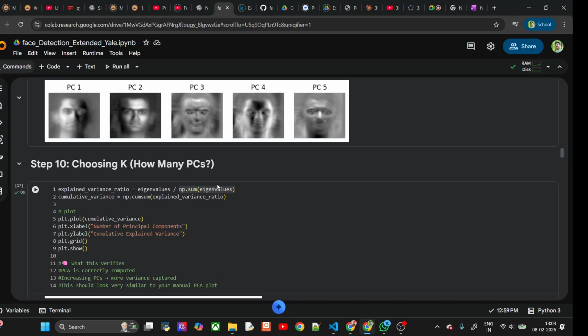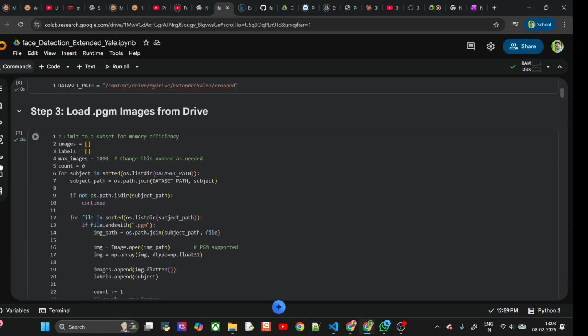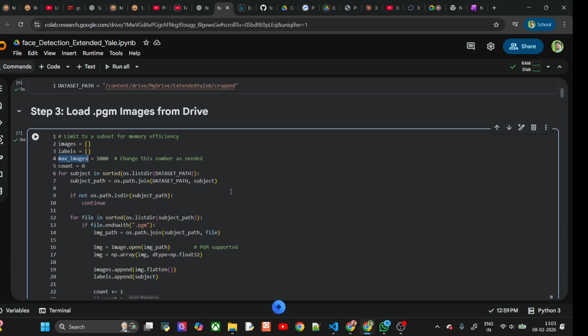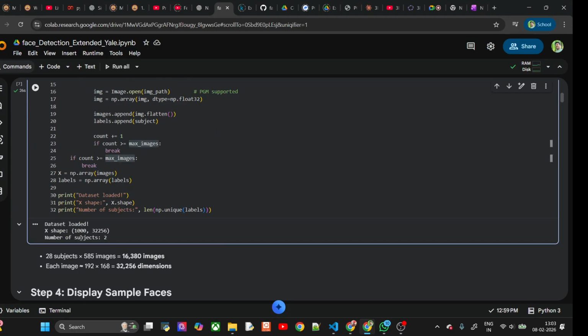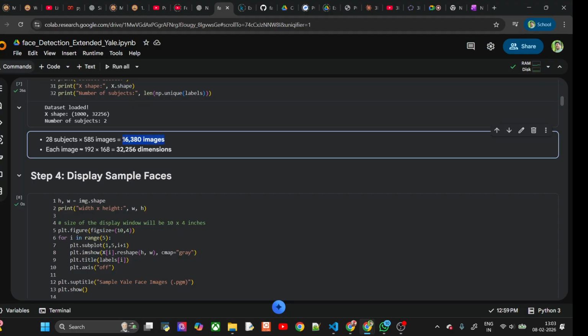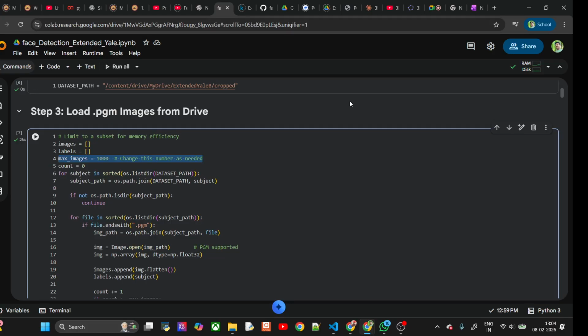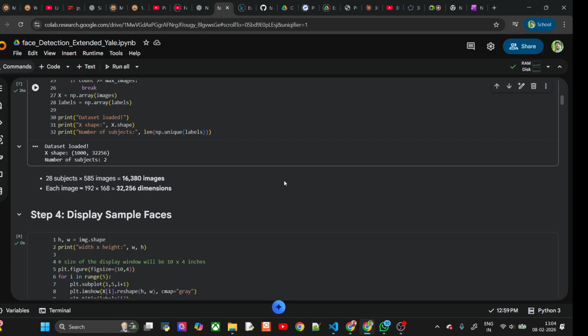Earlier I used 1000 images here. As I mentioned, this dataset has 16,380 images, but I am just using 1000 images, because if I use the complete dataset, the RAM of this notebook is completely filled and I cannot run the calculation. The eigenvalue calculation is a huge calculation and more time consuming, so I need to restrict to 1000 images only.